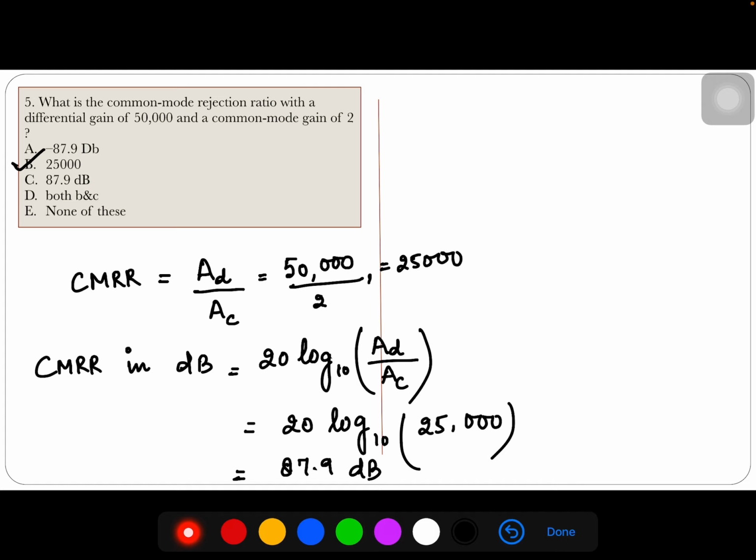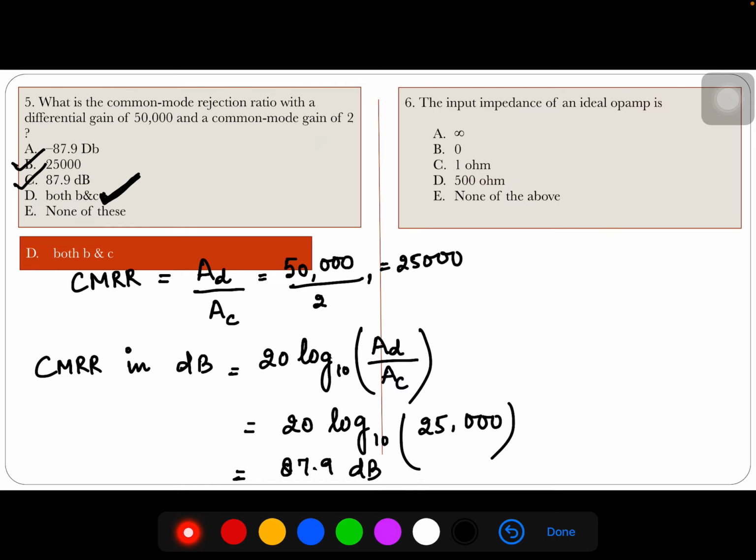So none of the answers given in the options is wrong. 87.9 dB. Okay, so if your answer does not come out to be correct, then you have made some calculation mistake. So C is also the correct answer. So both B and C are the correct options. So the final option is D that you have to choose because it's both A and B. Sorry, both B and C. I hope I am clear.